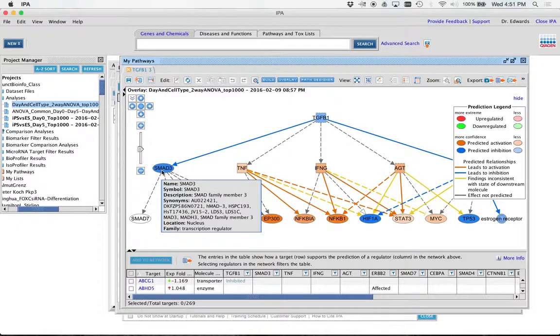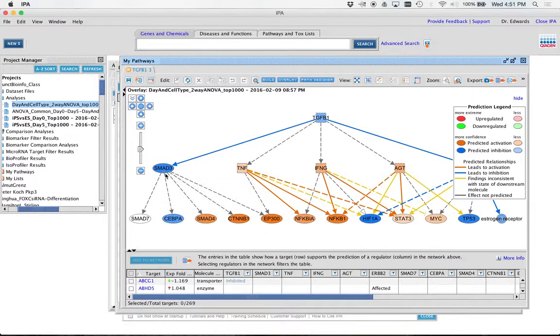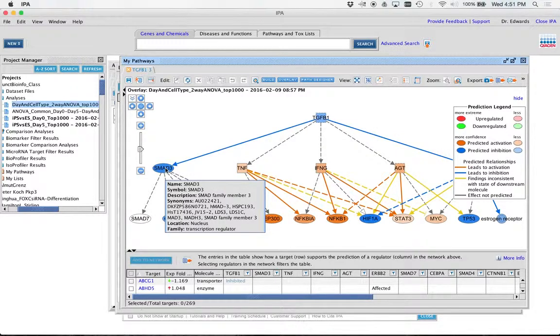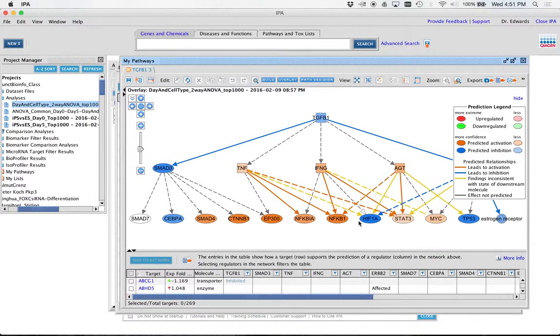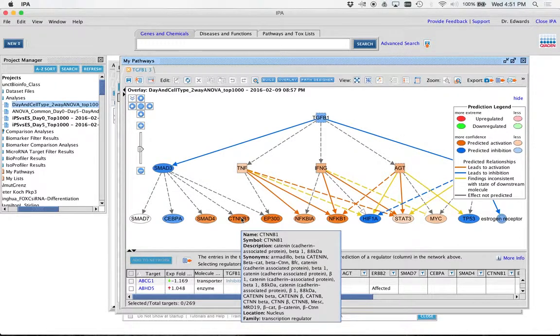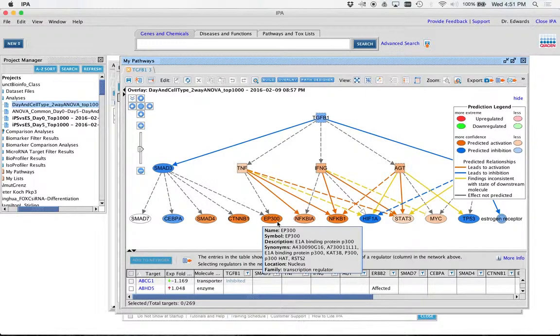SMAD3 is a huge secondary messenger of TGF-beta. If you look up SMAD3 in embryonic stem cells, there's a lot of literature on that. SMAD3 is usually pro-embryonic. We're seeing that SMAD3 is probably down in our pluripotent stem cells. Again, these are all the rock stars of stem cell research, actually. Beta-catenin, EP300. This affects chromosome condensation.